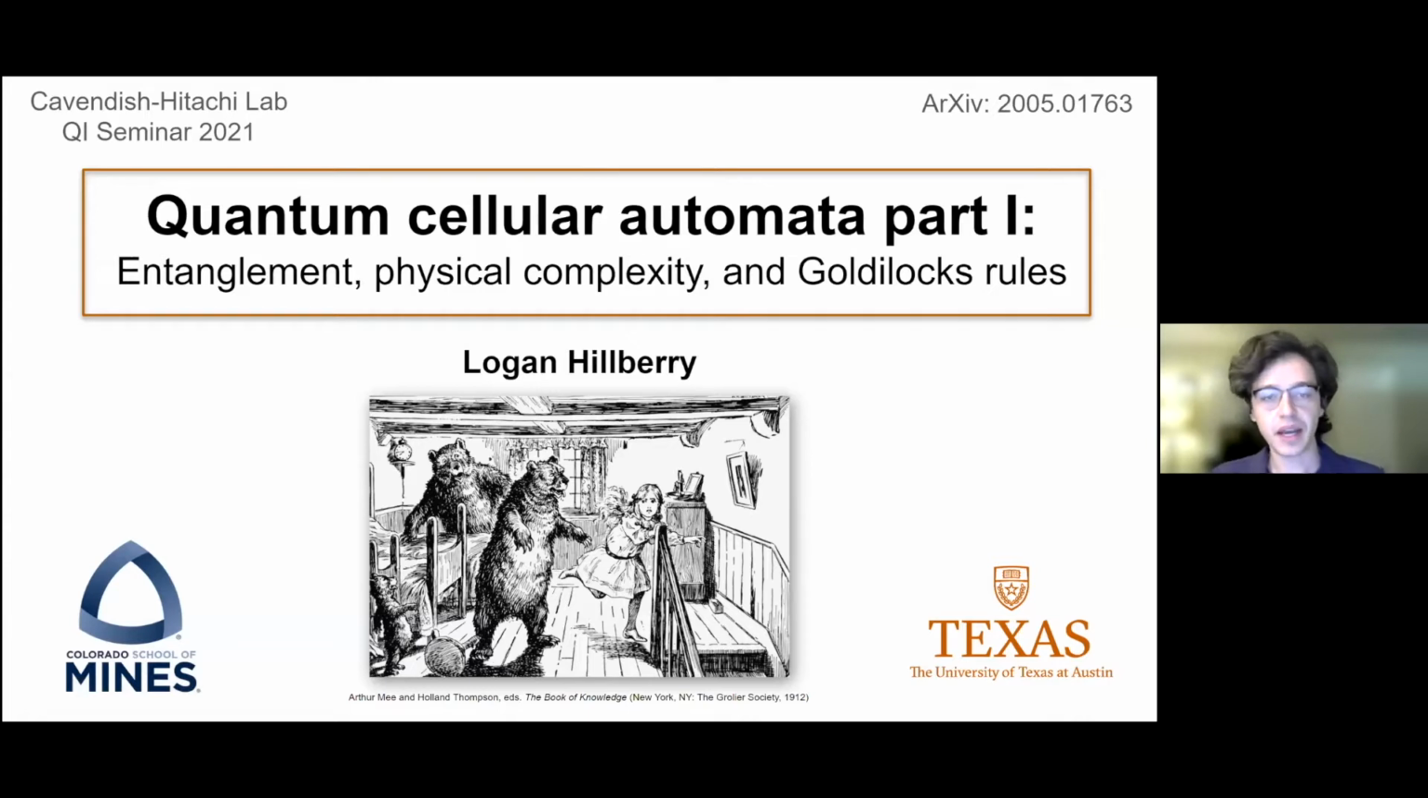So the title of my talk today is Quantum Cellular Automata, Part 1. This Part 1 came from our March meeting talk just a couple of days ago, where I had a colleague present more quantum cellular automata results. And so we'll actually get Part 1 and Part 2 all rolled into one talk today. The focus of today's content will be entanglement, physical complexity, and Goldilocks rules.